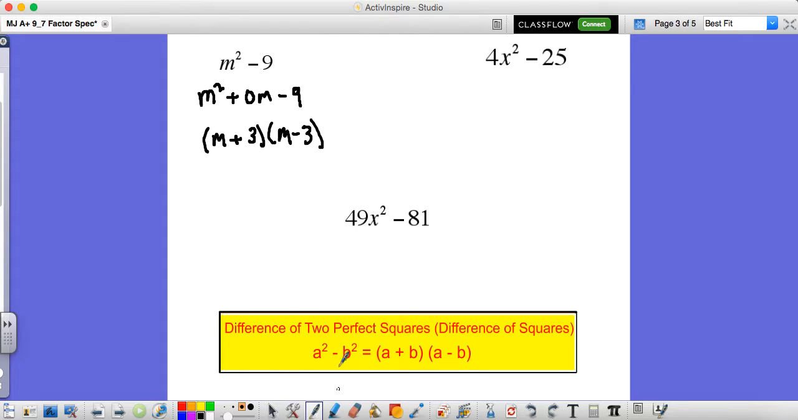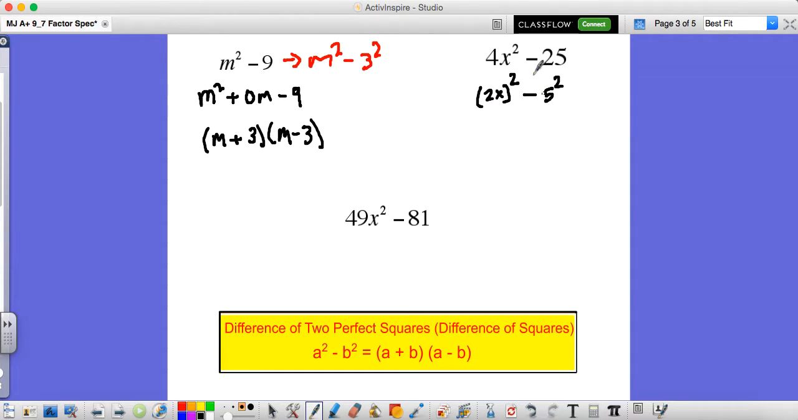The idea with m squared minus 9 is that this is the same as m squared minus 3 squared. 9 is a perfect square, m squared is a perfect square. So looking at our next example here, we have 4x squared minus 25. Well, 4x squared is just 2x squared. 25 is just 5 squared.